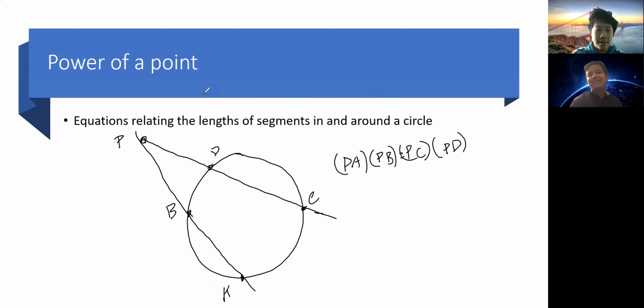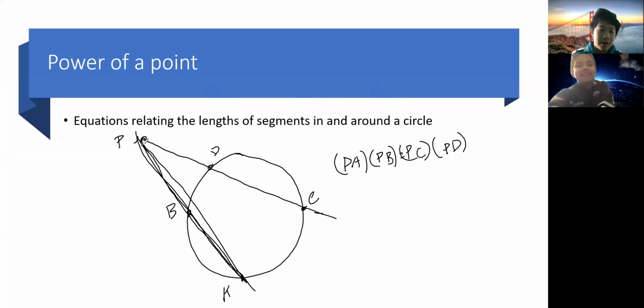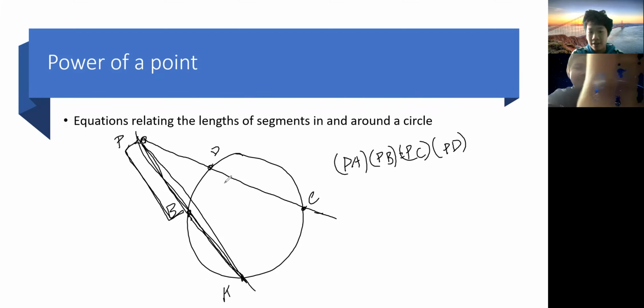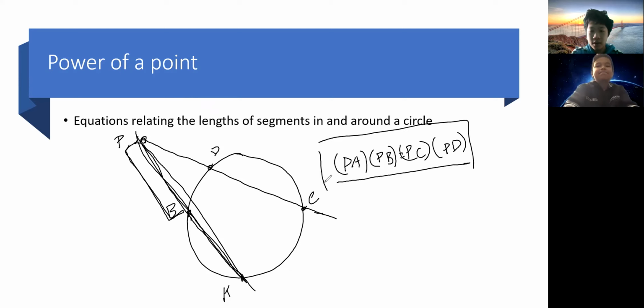So if we take one secant and we multiply the whole length like this, and we multiply by the length outside the circle, that's a constant value for any secant we have in the circle from this point, okay? PA·PB equals PC·PD. You can also find these in the geometry summary sheet I gave you guys. These power of a point formulas are all on the sheet, so you can refer to those. They're under the circle section. So you can look for that. PA, PB, PC, PD, okay?